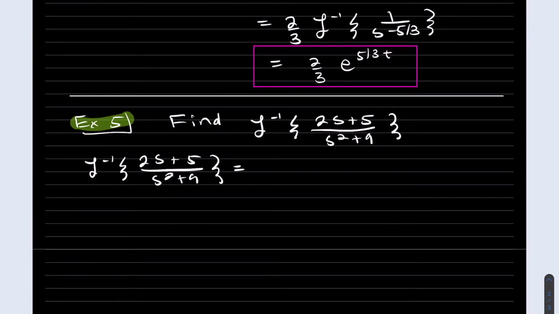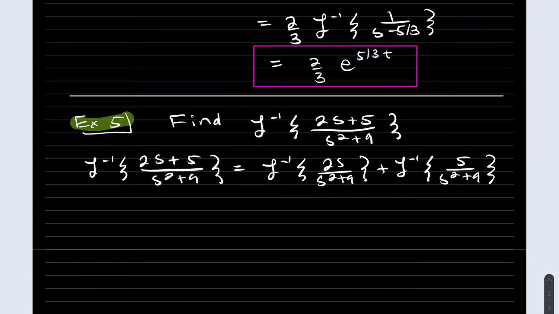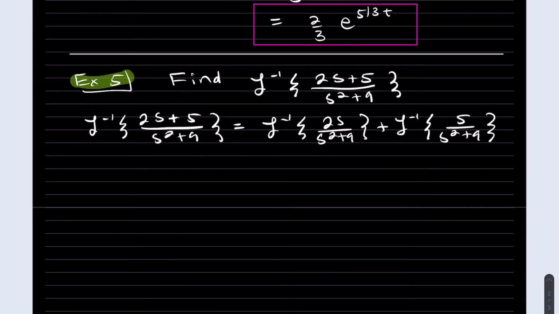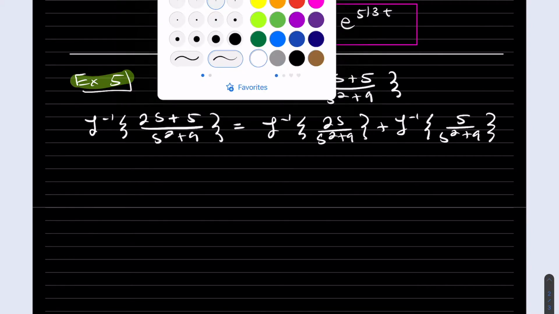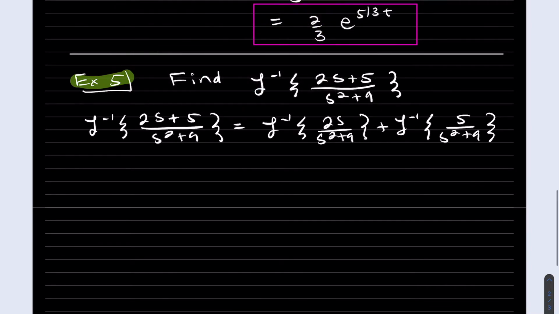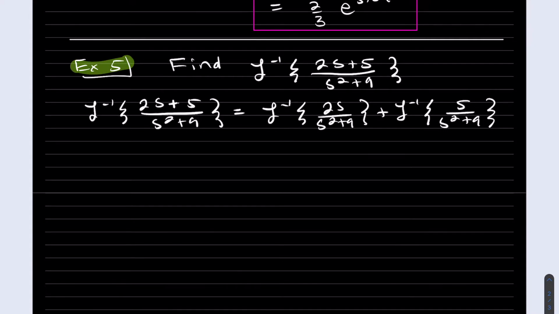So we can break this up with a plus right here. Of course, we keep the same denominator. It's going backwards of adding fractions. And then bring out the constants, the 2 and the 5.